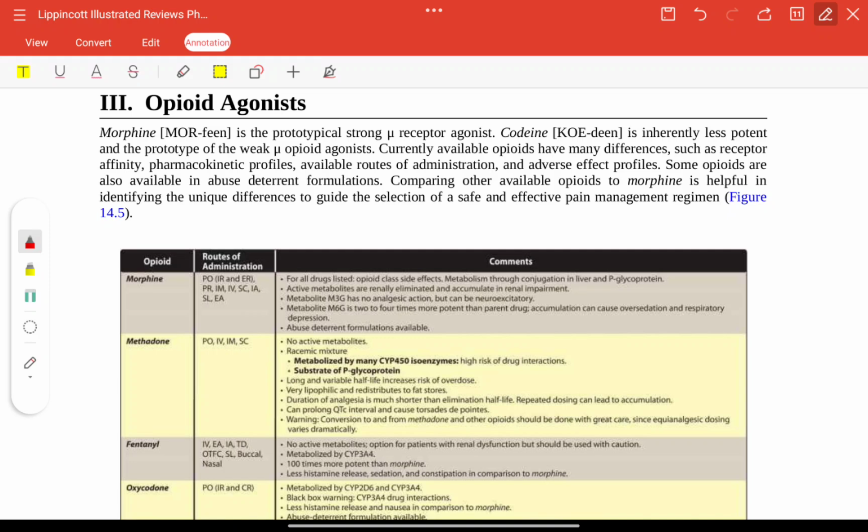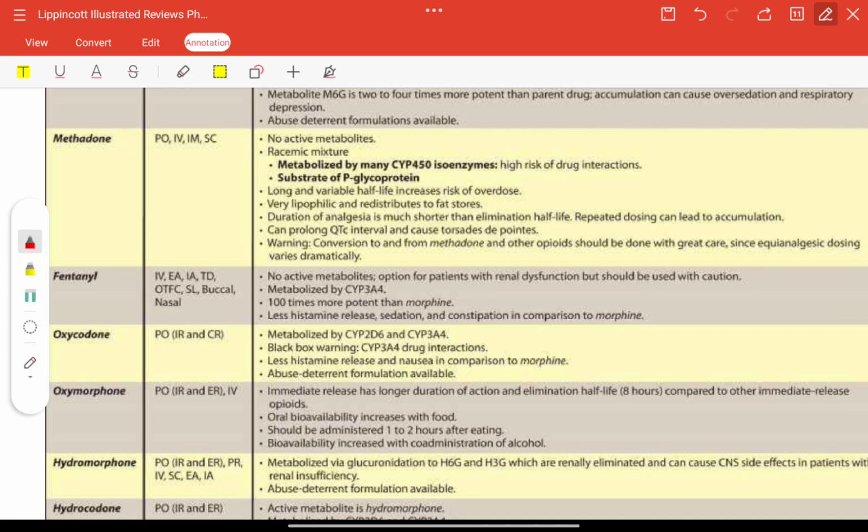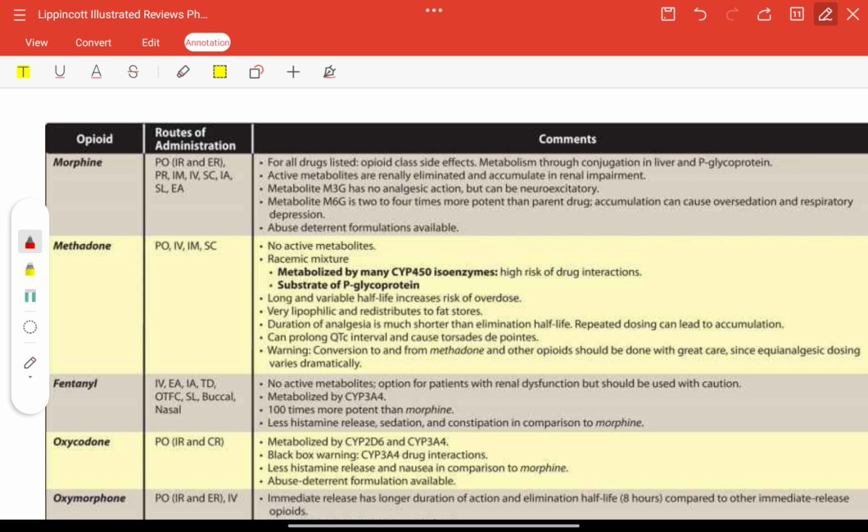Now, opioid agonists. You can see these are the details. Morphine: oral, IM, IV, SC; these are all routes of administration. Metabolism is through conjugation in the liver and P-glycoprotein. Active metabolites are renally eliminated and accumulate in renal impairment patients. M3G has no analgesic effect, but it is neuroexcitatory. M6G is 2 to 4 times more potent, and abuse deterrent formulations are also available.